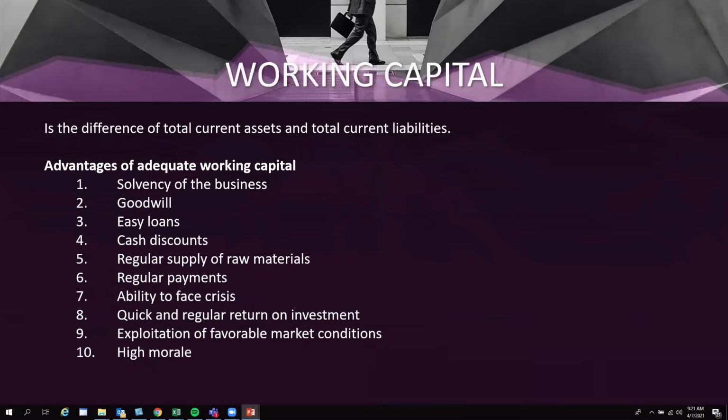Okay. So working capital is just, like I said, I've discussed this earlier. It's just the total difference of the total current assets and total current liabilities. So what are the advantages of adequate working capital?